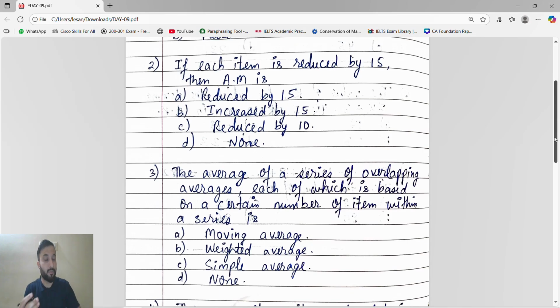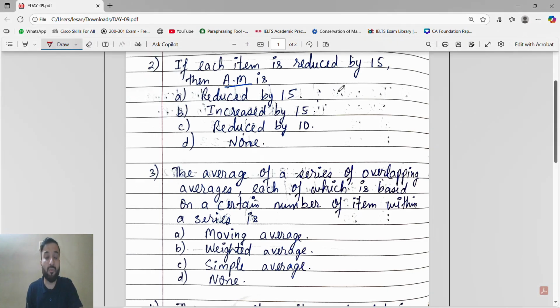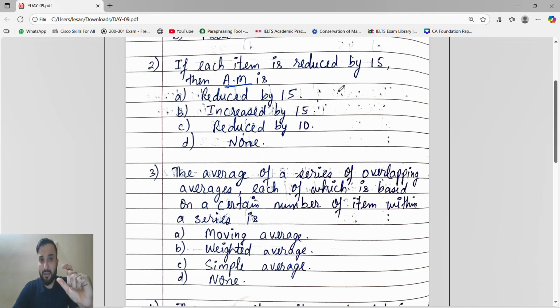Next, this is very important, question number 2, guys. They keep on asking this type of question. This type of question they will ask only for the mean, or you can say arithmetic mean or average. They asked if each item is reduced by 15, then the arithmetic mean. So very important thing, guys, you have to understand: for the arithmetic mean, if each item is reduced, then the arithmetic mean will also reduce. If each item is increased, then the arithmetic mean will also increase. If each item is multiplied, then the arithmetic mean will also multiply, and if each item is divided, then the arithmetic mean will also divide.